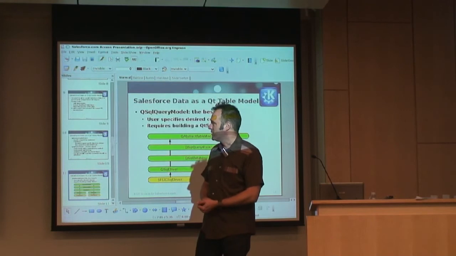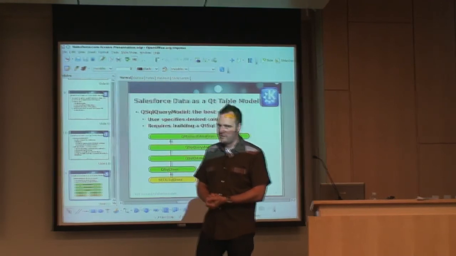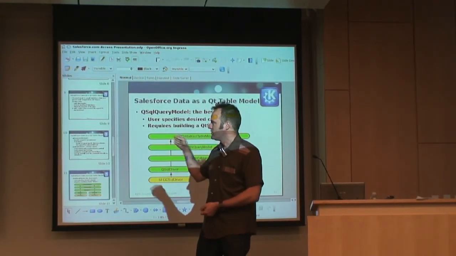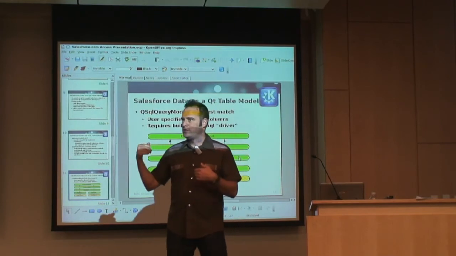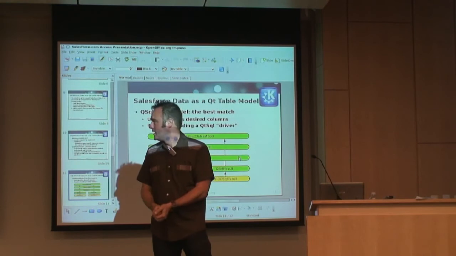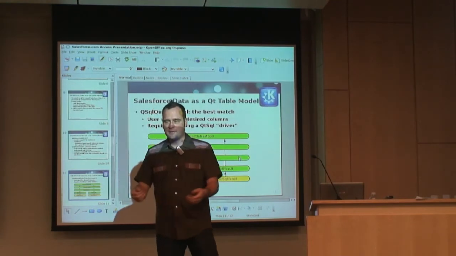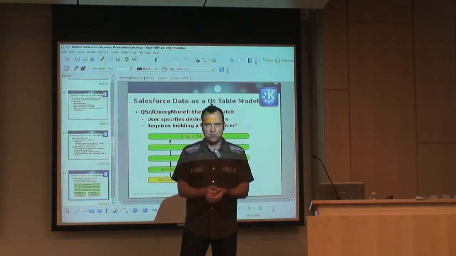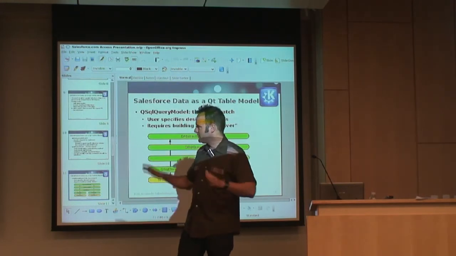But QSqlQueryModel, which is inherited by QSqlTableModel, you actually give it the query string, the select blah, blah, blah, whatever. And so that means that the control of which columns to look at is yours. So you can reduce the amount of data that you're transferring. And otherwise, everything is good.